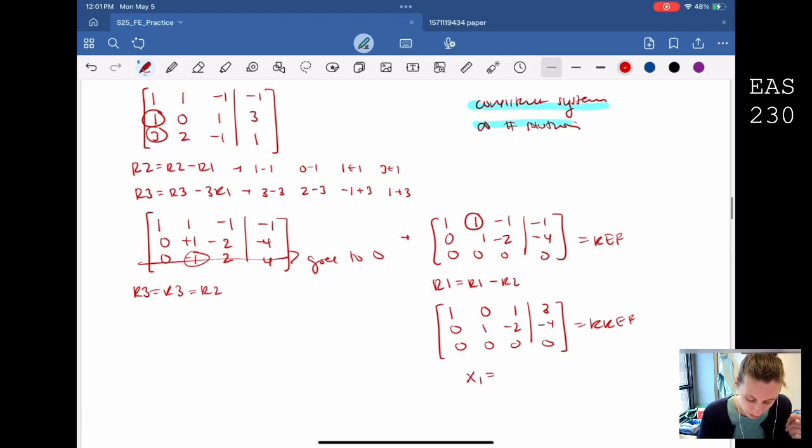I can easily see that x1 equals 3 minus x3. And x2 equals negative 4 plus 2x3. So I can immediately jump there. But you could have done the same thing with RREF, or with one REF.